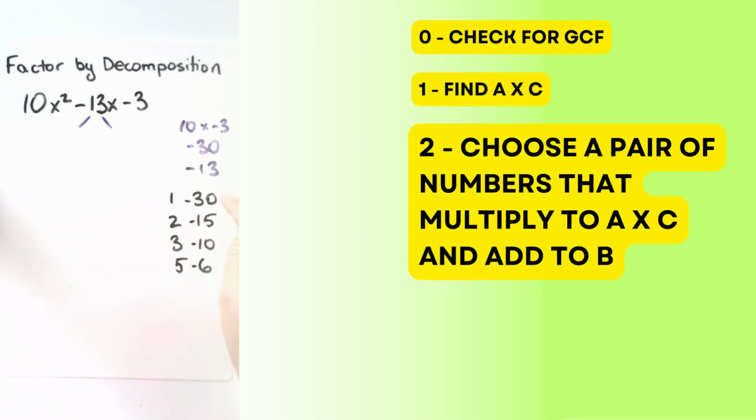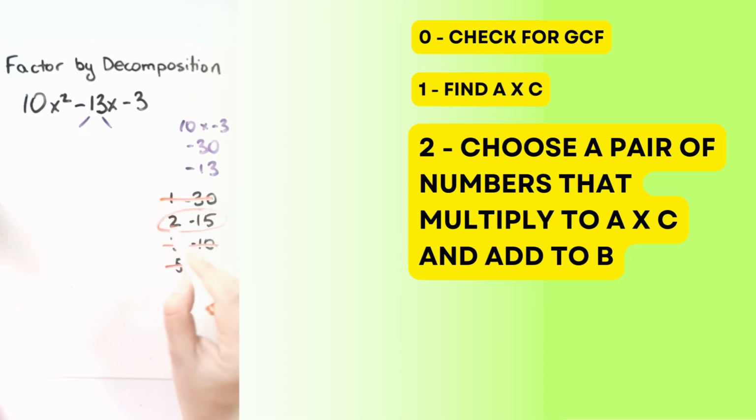Now I start checking which of these pairs of factors add to negative 13. And I know that you're skipping ahead and you can see which one it's going to be. But again, because I'm a teacher, I'm going to do it slowly. So it's not 1 and negative 30. Is it 2 and negative 15? Yes, it is. Bingo. Because 2 plus negative 15 gives me negative 13. It's not 3 and negative 10, and it's not 5 and negative 6.